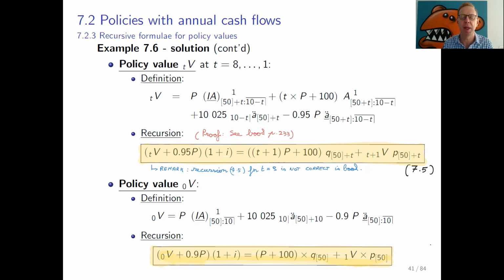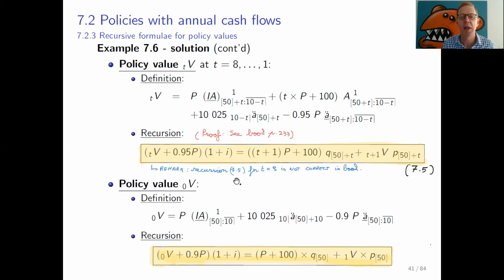What will be available at time t+1 minus must be equal to what is in expectation required at time t+1 minus. Indeed, Vt plus 95% of the premium accumulated by interest, the left-hand side, is what will be available. On the right-hand side is what we will need. The probability that the insured dies in the coming year, then we have to pay the premiums t+1, p plus 100, plus the probability that the insured survives, then we need Vt+1. That is the recursion. This formula is formula 7.5.